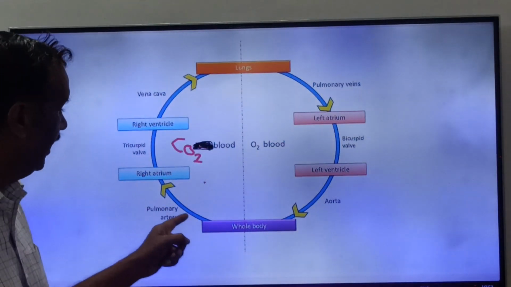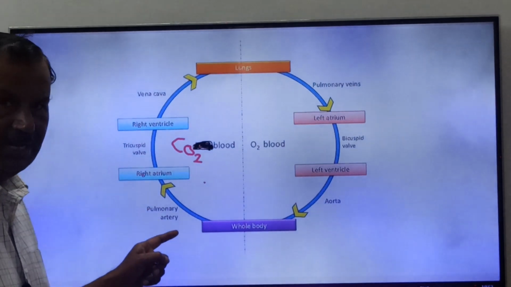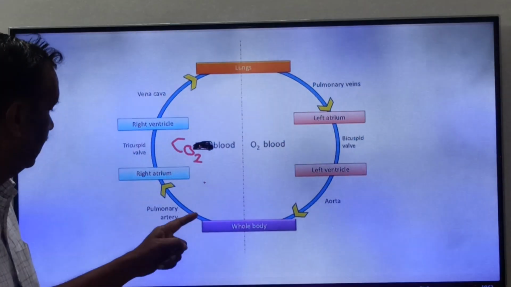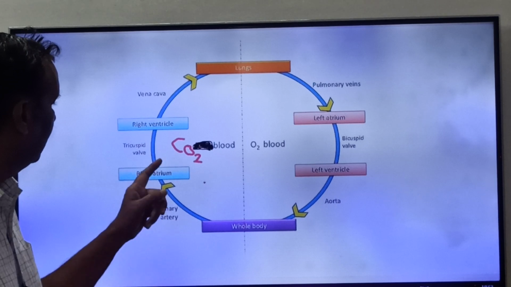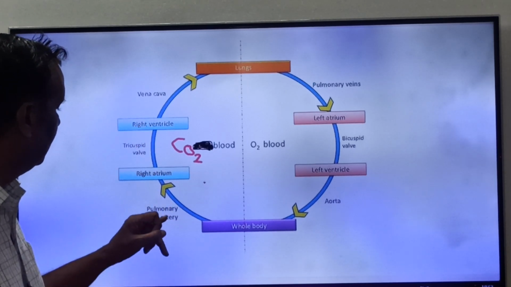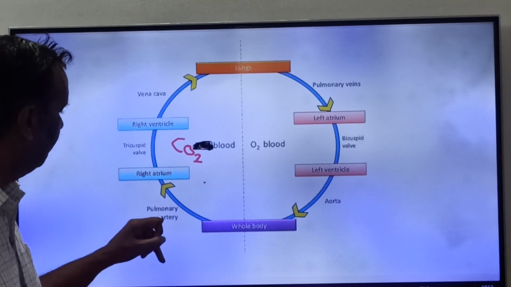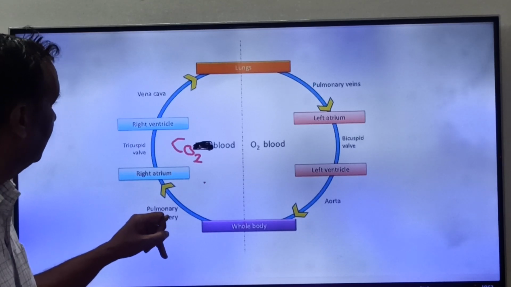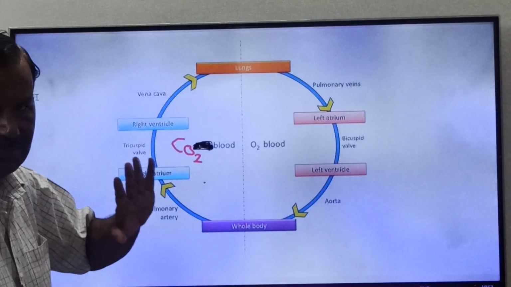From whole body, impure blood, friends, it enters into right atrium to right ventricle. Here we have tricuspid valve. See, friends, forget about this. This is not pulmonary artery, friends. Forget about this, friends. Vena cava to lungs. Okay.